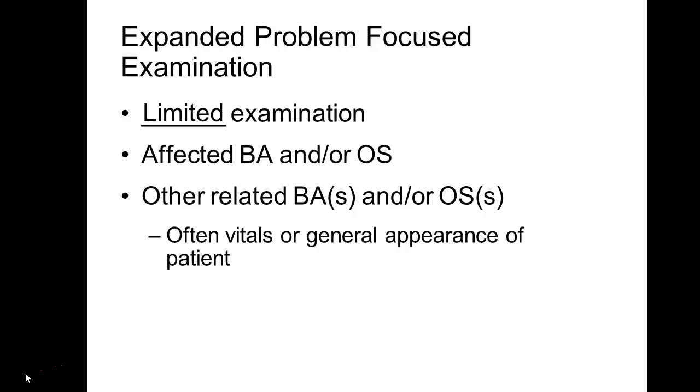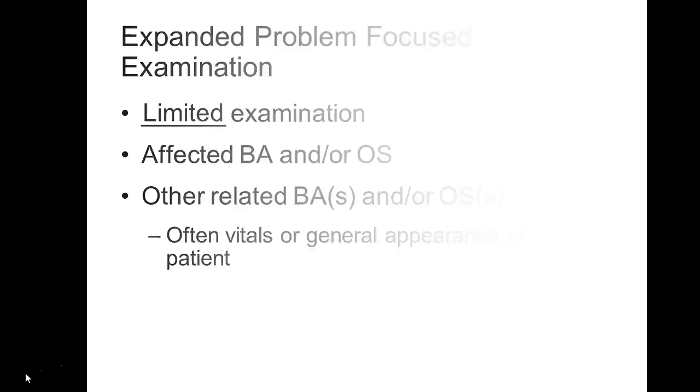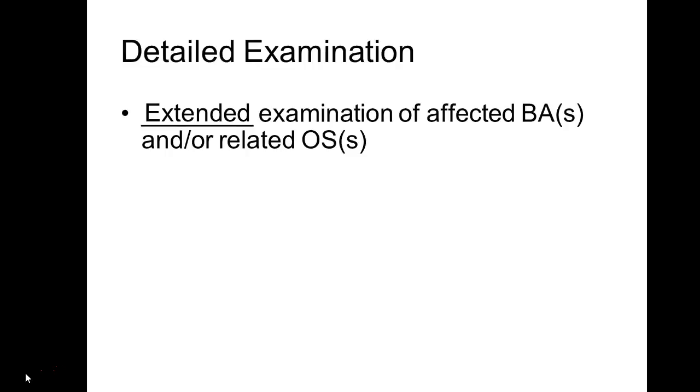Expanded problem focused is limited only to the affected body areas or organ systems, and anything else that's related to the poking and prodding of the patient. A detailed examination is an extended examination of all affected body areas and/or related organ systems. So this is when we're looking at multiple parts of the body. Maybe it's nervous, it could be musculoskeletal, it could be integumentary. When we have multiple things that it possibly could be, we're going to examine multiple body areas and organ systems.